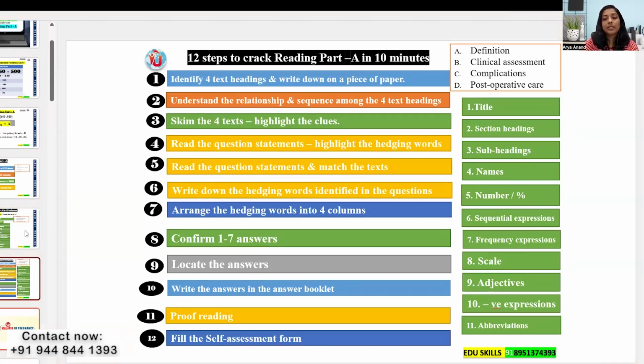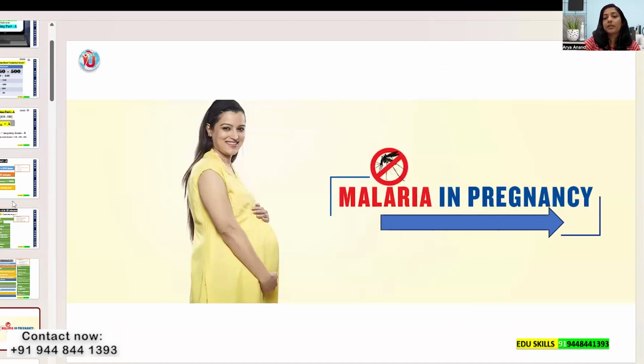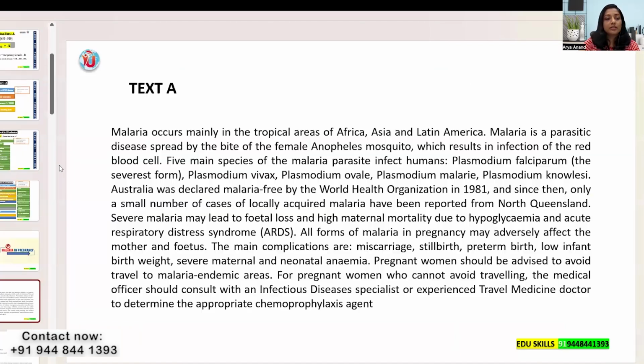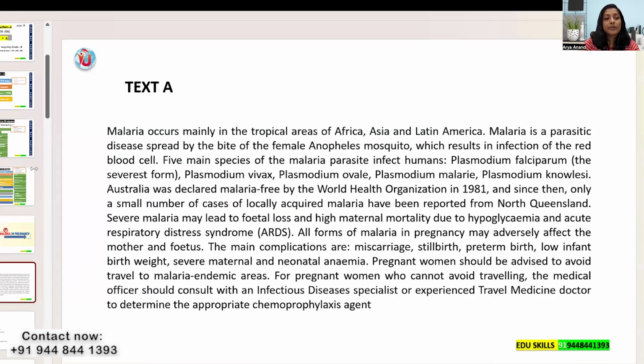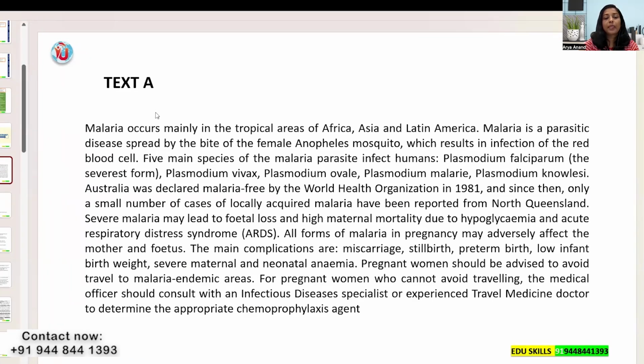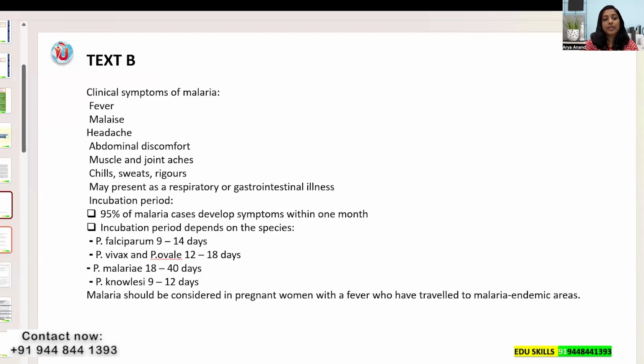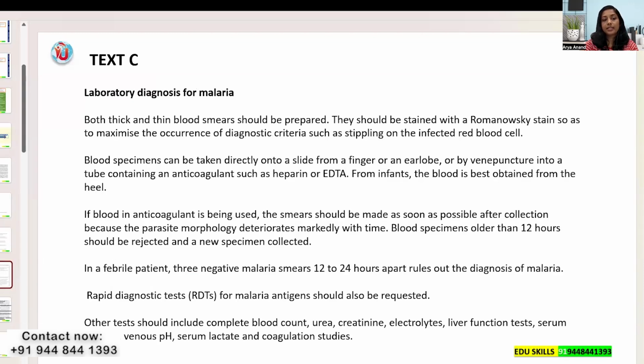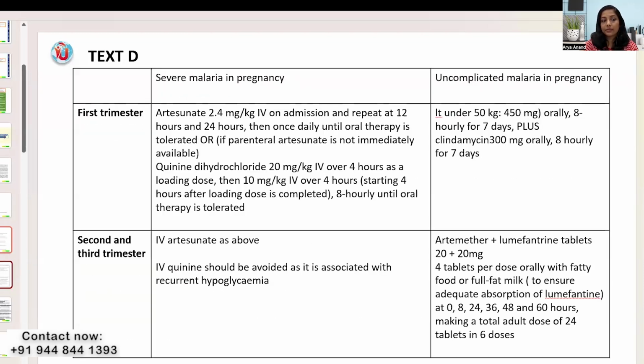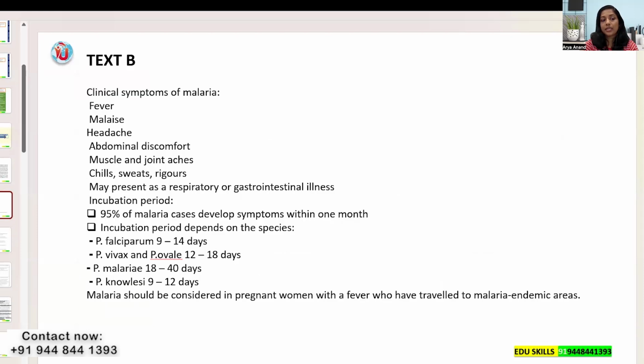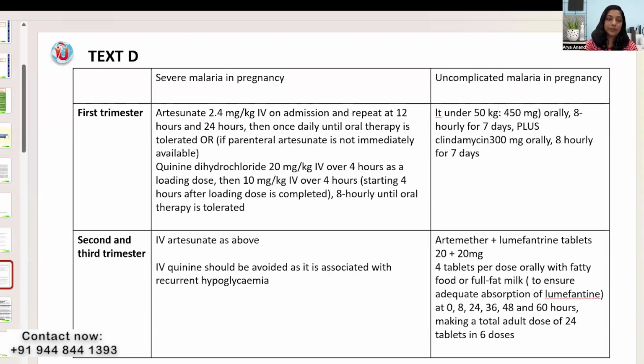Okay, this is today's topic. Malaria in pregnancy. So your text will be like this. Text A, text B, text C, text D. You will have 4 texts. Okay, text A, text B, text C, and text D. Now I told you, you need to skim for your clues.